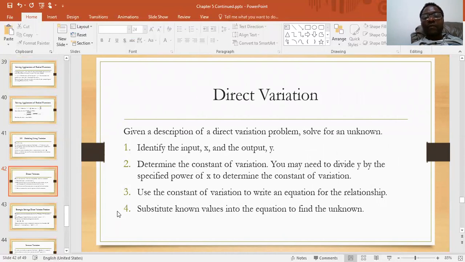To solve a direct variation problem, first identify the input x and the output y. Determine the constant of variation using the equation k equals y over x^n. Then use the constant of variation to write the equation for the relationship. Now substitute the known value into the equation to find the unknown.